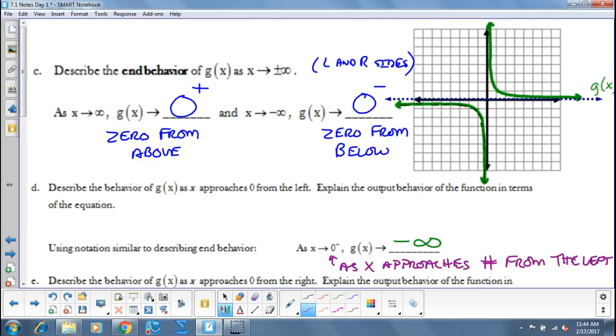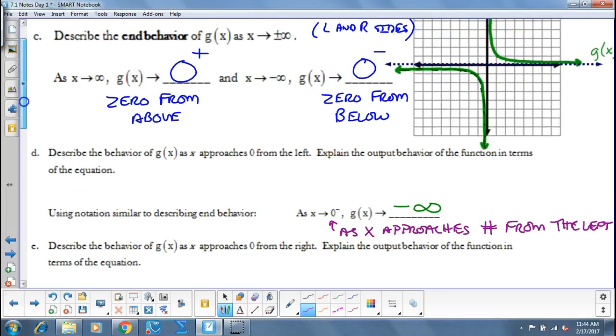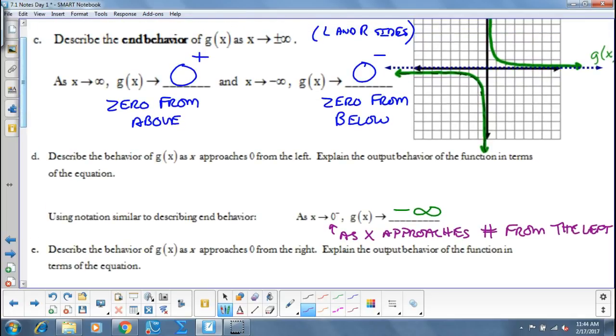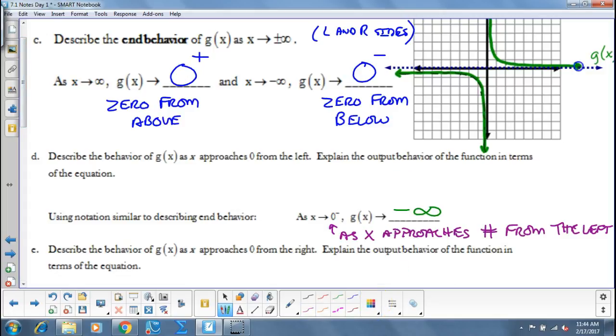Okay? E. Describe what g of x is doing as we approach x from the right. So now I'm coming in along here. I'm getting closer and closer to 0 from the right. And what's happening to my function? I'm going to positive infinity.